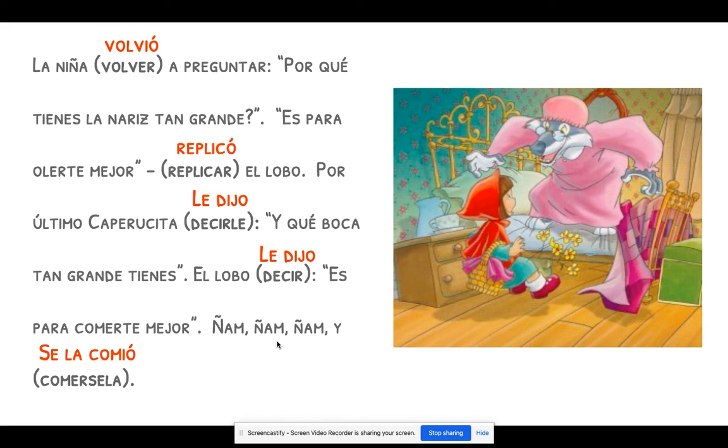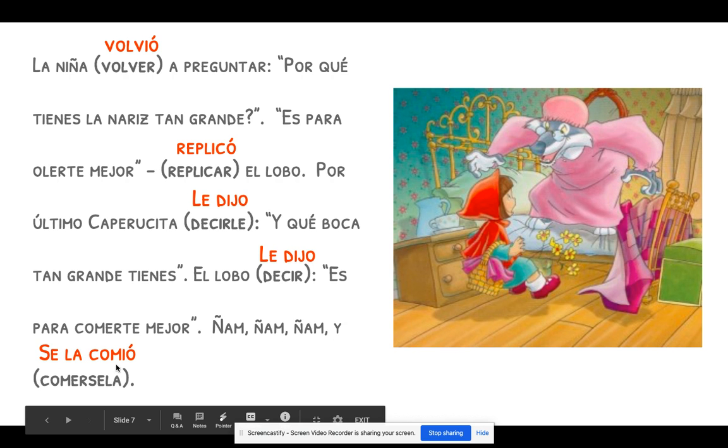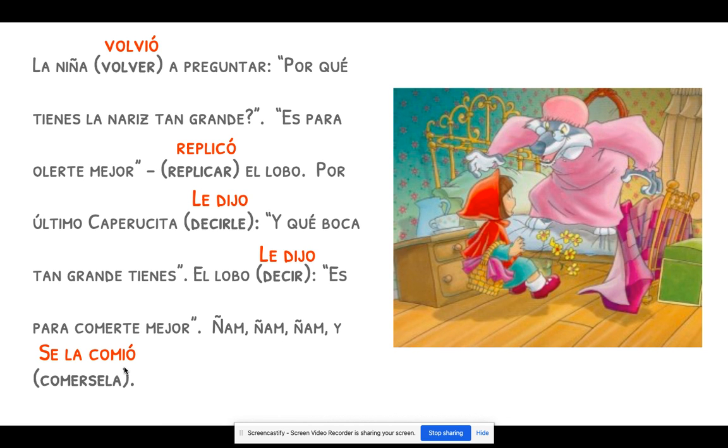This is kind of like an onomatopoeia, I guess, if you're familiar with that from your English classes. This is the sound that the wolf would make while eating. It's kind of like saying nom, nom, nom or yum, yum, yum. But in Spanish, we have that little tilde. So it's nyam, nyam, nyam. Y se la comió. And he ate her up.